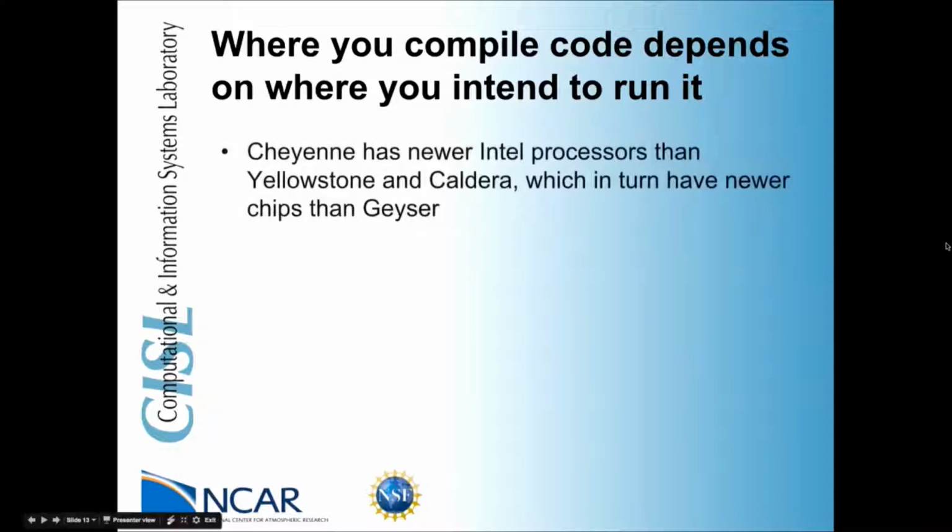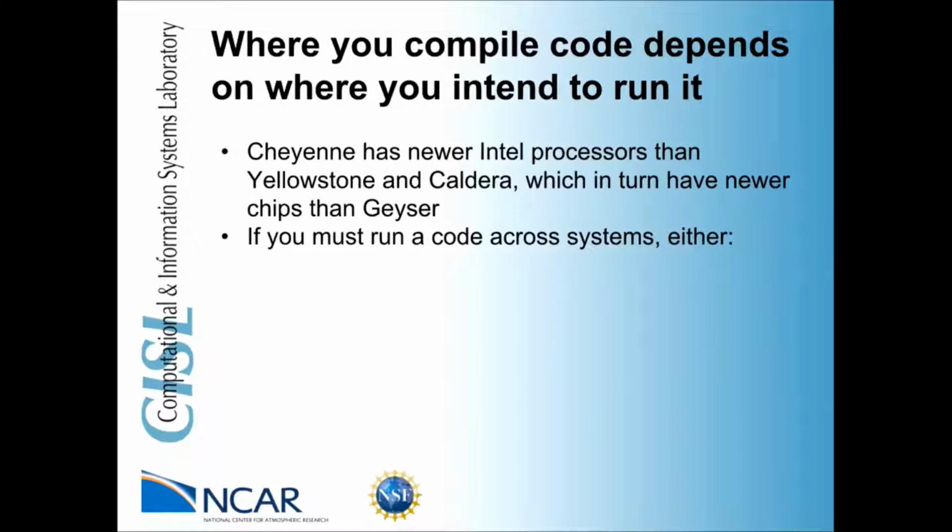Now, another thing to keep in mind while we have both Cheyenne and Yellowstone going is that where you compile your code should depend on where you intend to run it. So again, Cheyenne has newer Intel processors than Yellowstone and Caldera, and those two systems, in fact, have newer processors than Geyser. As a result, they have different instructions on the CPUs, different ways to optimize, so that adds a complexity when you compile if you want to run across the systems.